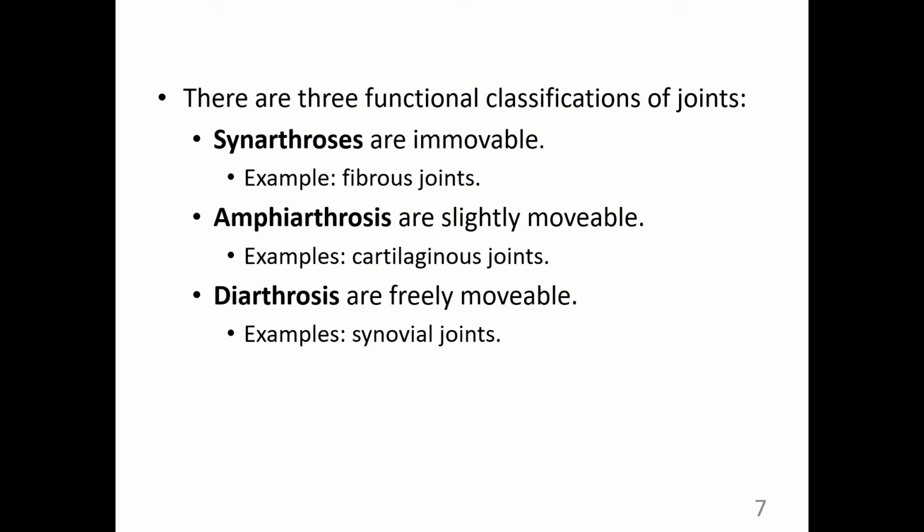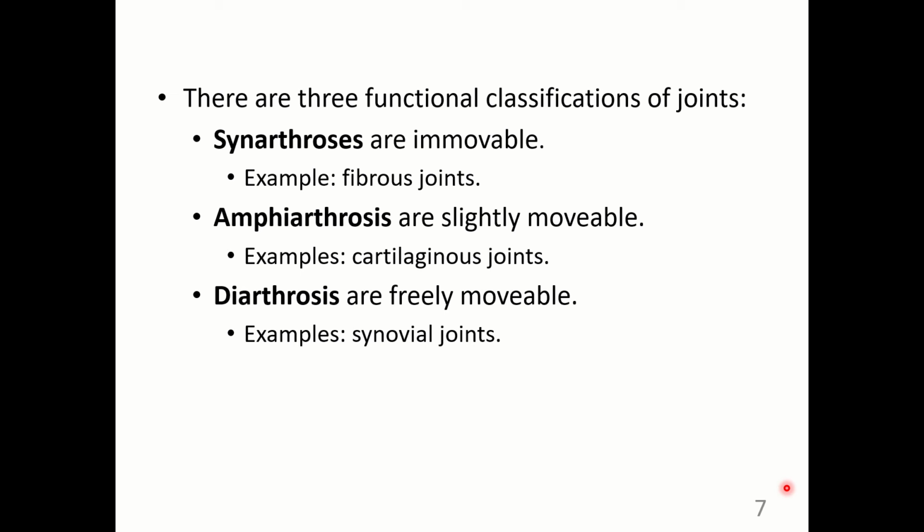There are three functional classifications of joints: synarthroses, amphiarthroses, and diarthroses. Synarthroses are immovable, and examples are the fibrous joints. Those were the gomphoses and the sutures. Amphiarthroses are slightly movable. Those are the cartilaginous joints, such as the intervertebral discs and the pubic symphysis. Diarthroses are freely movable, and this is all synovial joints.